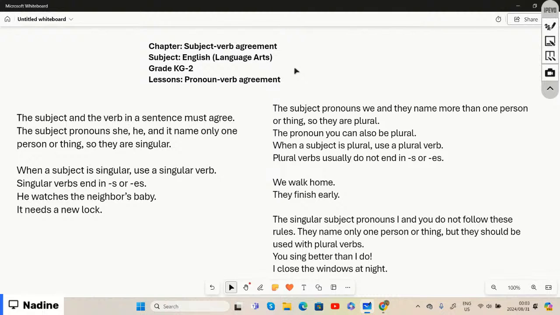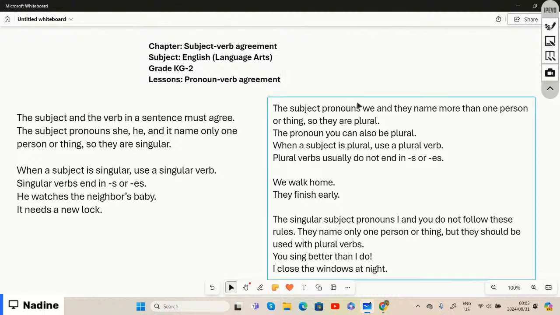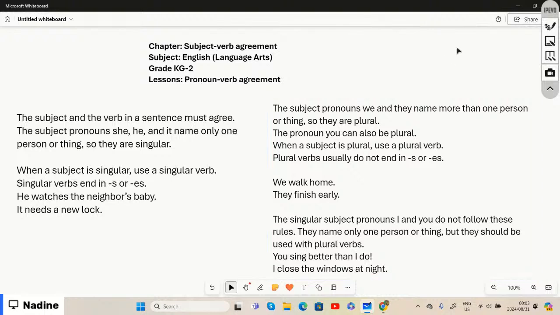So our chapter is subject verb agreement. Our subject is English language arts. Grade 2. And the lesson that we are focusing on under the chapter of subject verb agreement is pronoun verb agreement.